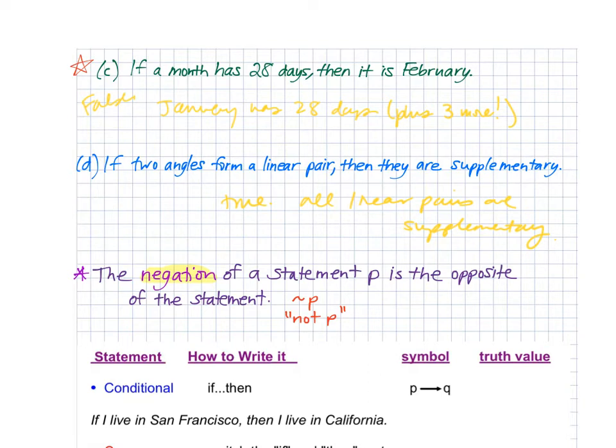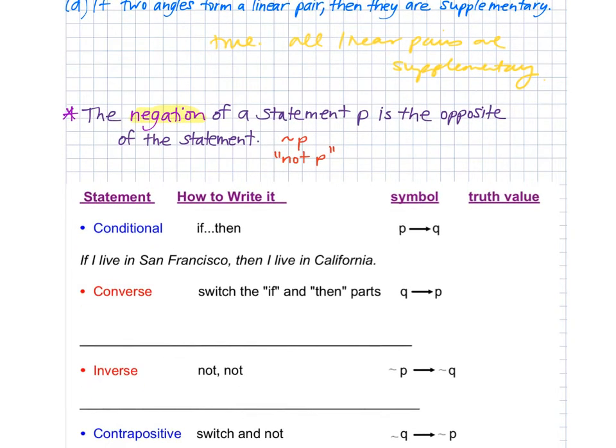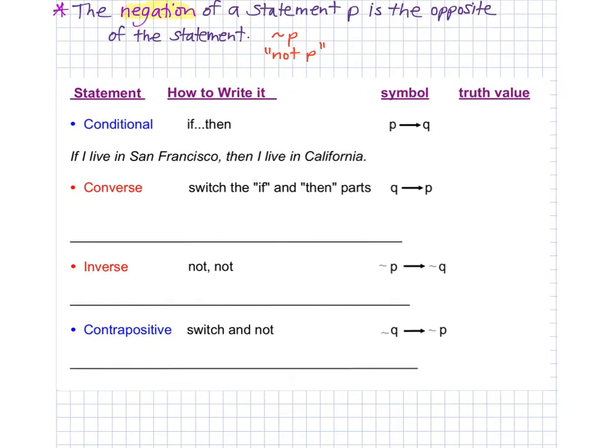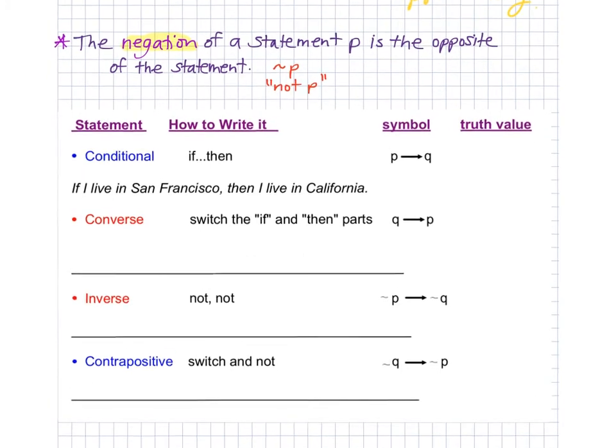Okay, moving on to another vocabulary word. The negation of a statement, P, is the opposite of the statement. It's basically just putting the word not in front of the statement, right? This comes in handy when we are talking about conditionals, and the converse of that conditional, an inverse of that conditional, and a contrapositive of that conditional.